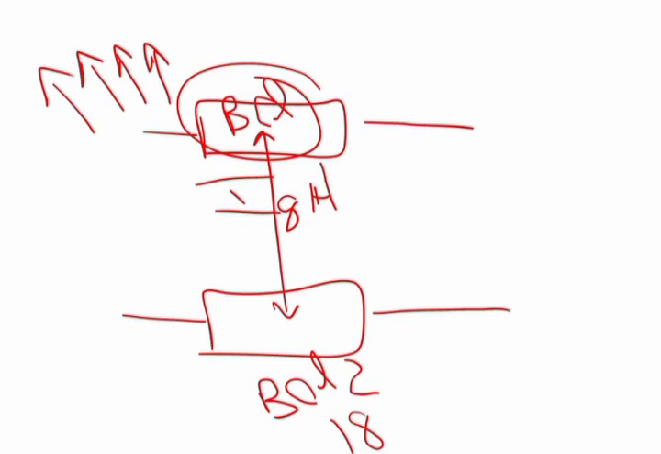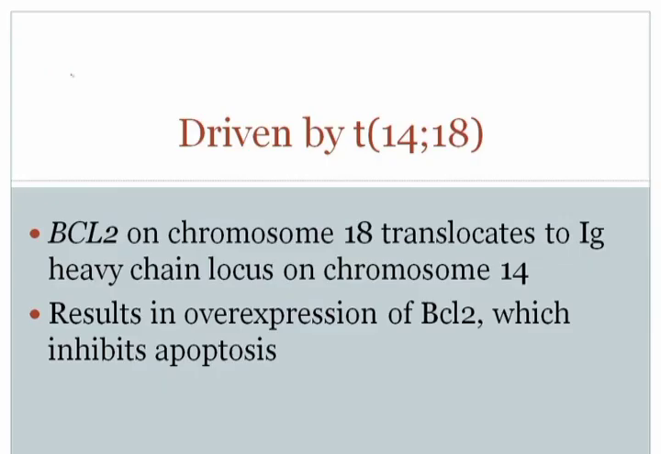Now imagine if there's a translocation in the B cells so that BCL2 is overexpressed, then those cells that should have died in the follicle actually won't be able to die. And that's then going to result in a follicular lymphoma. So because we need apoptosis in the follicle, and we aren't able to undergo apoptosis due to the high BCL2, a follicular lymphoma will develop.